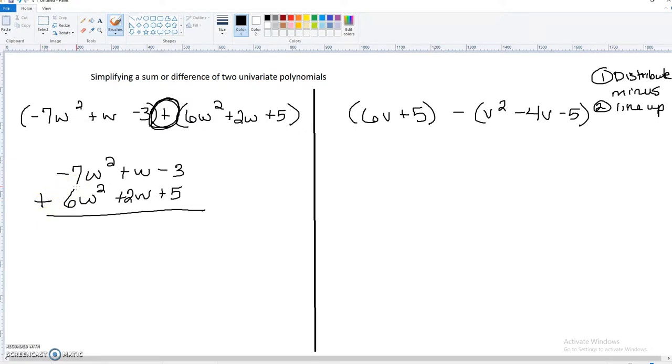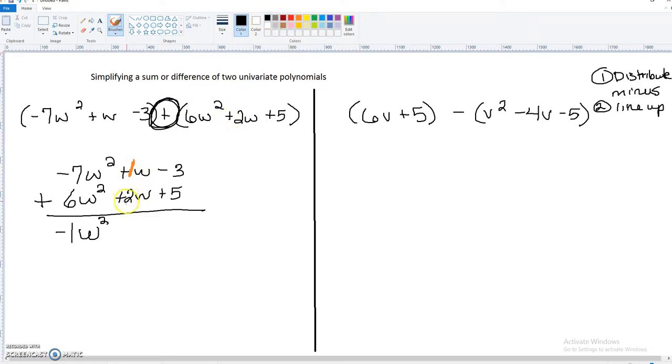Now that they're lined up, we're simply going to combine like terms. So we've got negative 7 plus 6. Well, that gets us negative 1. And again, you don't have to write the 1, but you do need to include the negative. Alex won't count it wrong if you put the 1 there, though. Here we've got an invisible 1, so don't forget that. It's very easy to overlook.